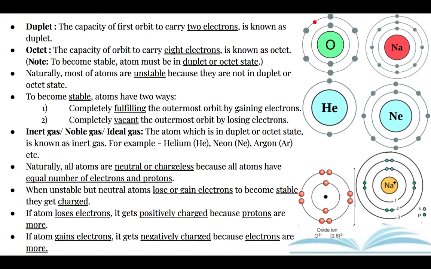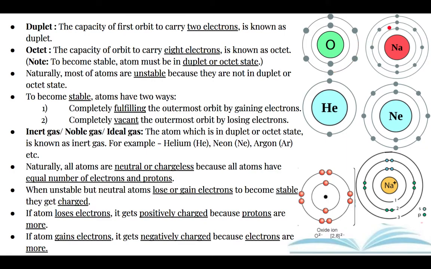Naturally, most of the atoms are unstable. The reason is the outermost orbit is not completely fulfilled by electrons. For example, you can see oxygen. This is the second orbit and it can carry 8 electrons, but it has only 6, which means its outermost orbit is not fulfilled by electrons.